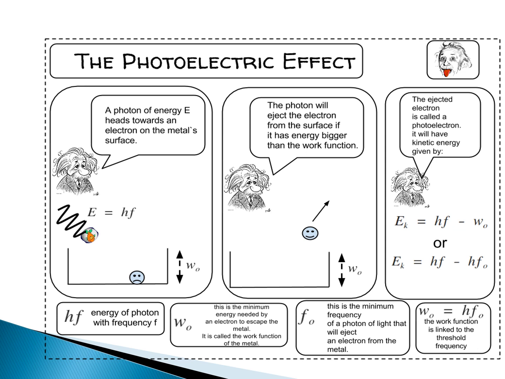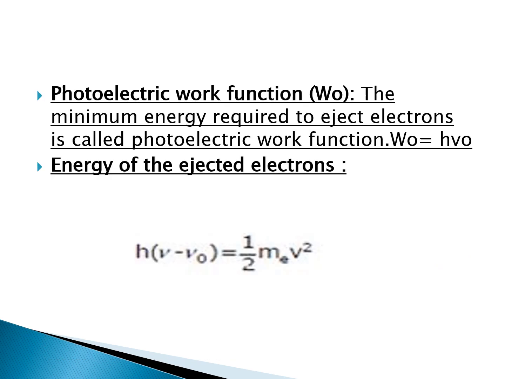Nu 0 is the minimum frequency, the threshold frequency, of a photon of light that will eject an electron from the metal. The work function is linked to the threshold frequency. The photoelectric work function W0 is the minimum energy required to eject an electron. The minimum energy required to eject an electron is called what? The photoelectric work function, which is equal to h nu 0. The energy of the ejected electron: h nu minus h nu 0 is equal to half m v square.